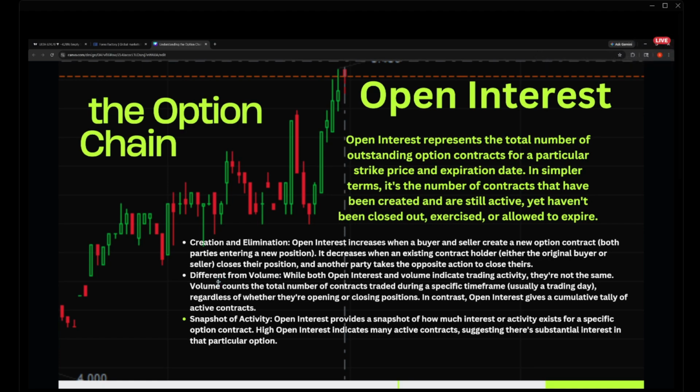Different from volume: while open interest and volume both indicate trading activity, they're not the same. Volume counts the total number of contracts traded in a specific time frame, regardless of whether they're opening or closing positions. In contrast, open interest gives a cumulative tally of active contracts, a snapshot of activity. Open interest provides a snapshot of how much interest exists for a specific option contract. High open interest indicates many active contracts, suggesting there is substantial interest in that particular option.